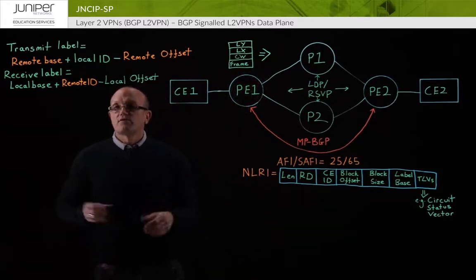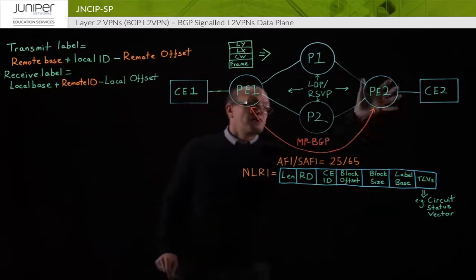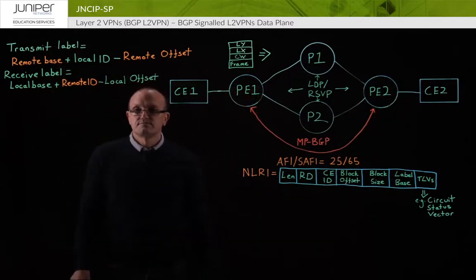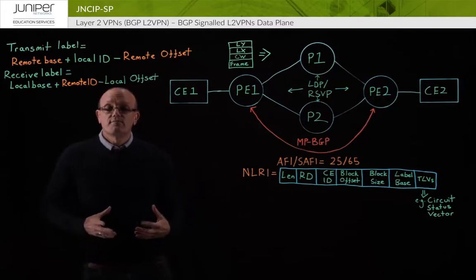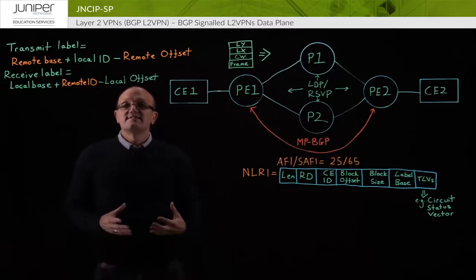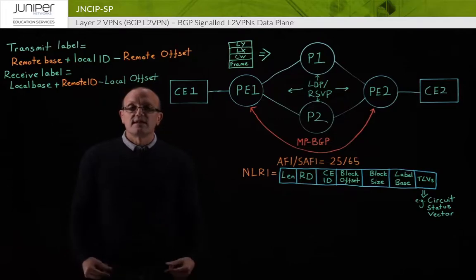We would obviously, of course, follow this same process on PE2 as well. And in this video, we looked at the data plane of BGP signaled layer 2 VPNs.